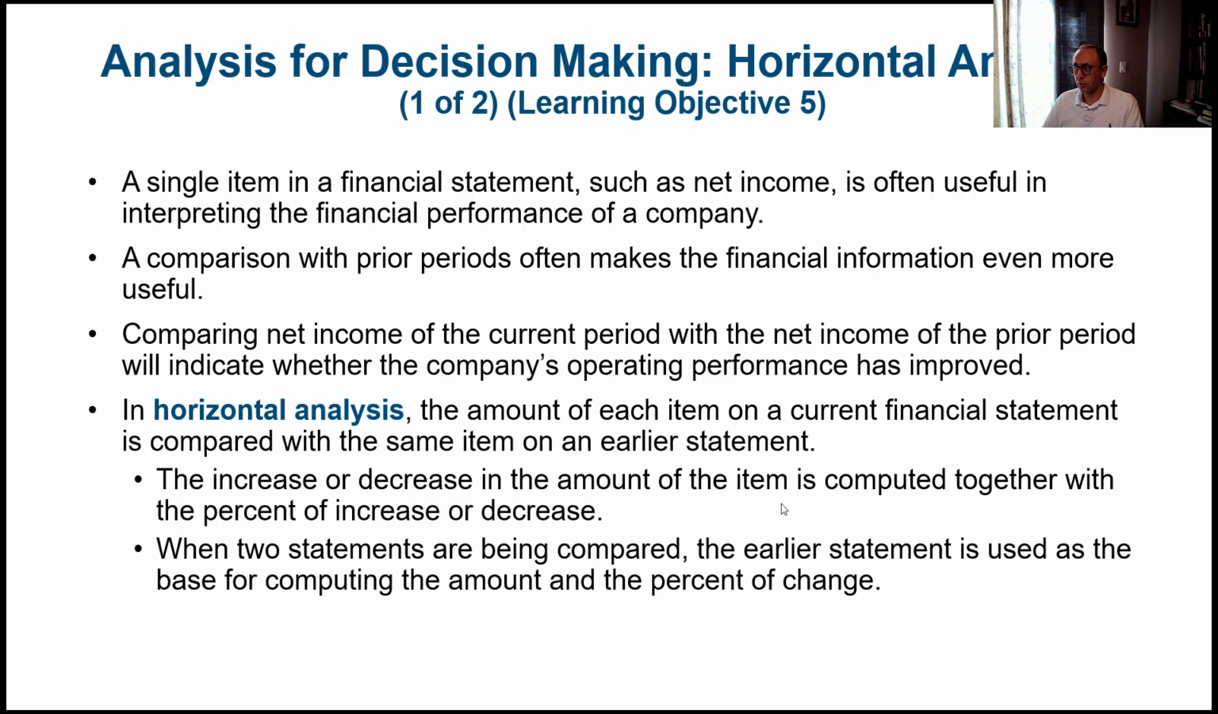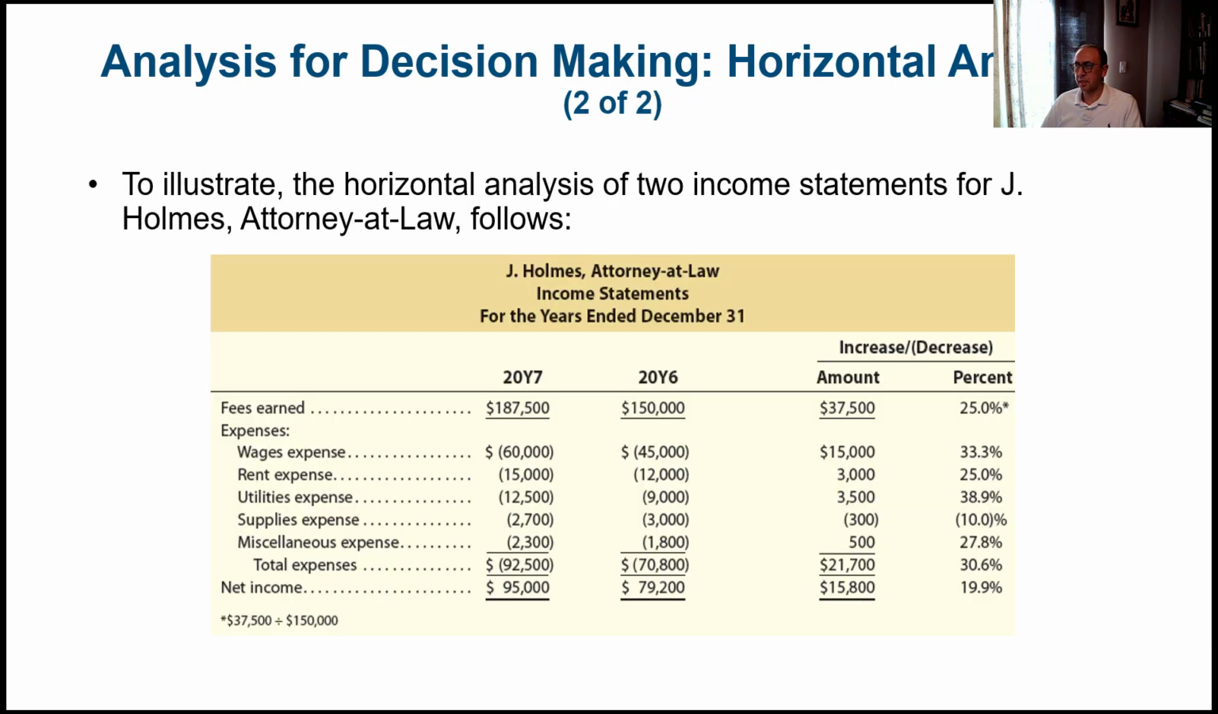In horizontal analysis, the amount of each item on a current financial statement is compared with the same item on an earlier statement. The increase or decrease in the amount of the item is computed together with the percent of increase or decrease. When two statements are being compared, the earlier statement is used as the base for computing the amount and the percent of change. So let's see an example.